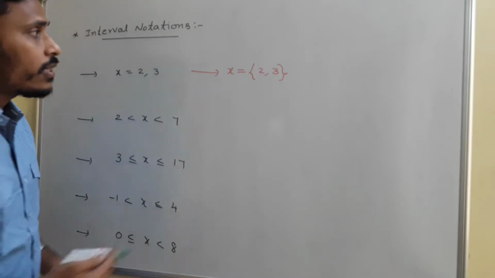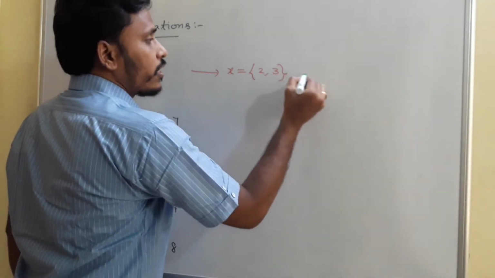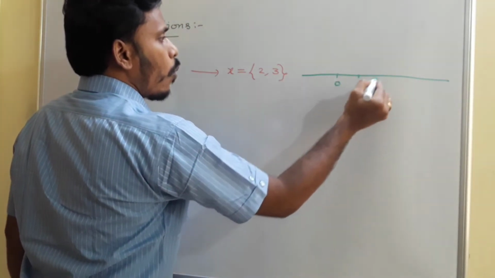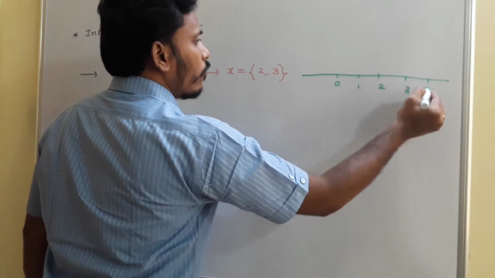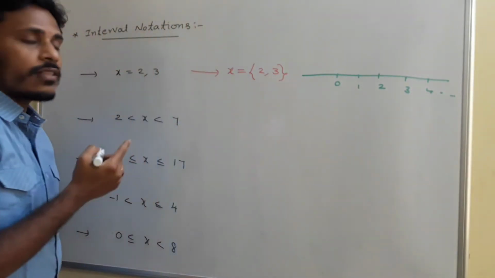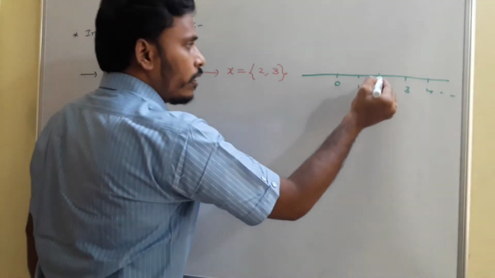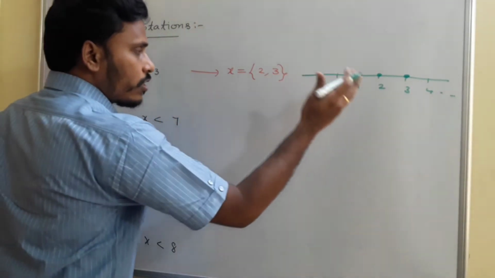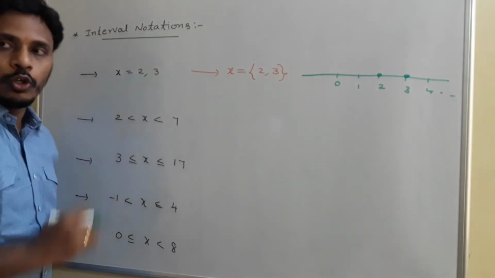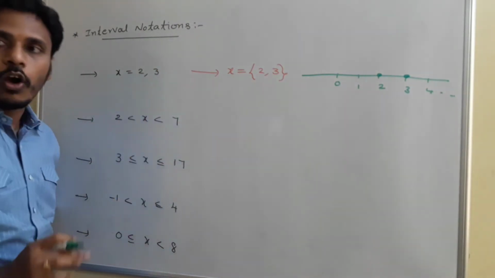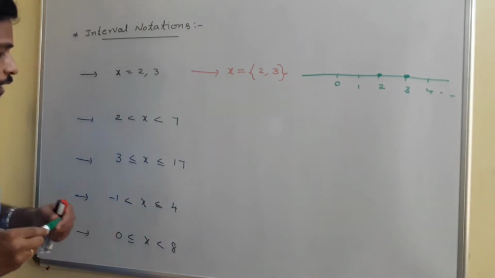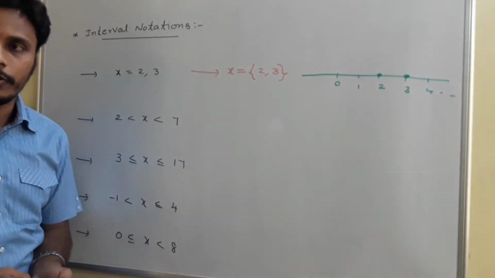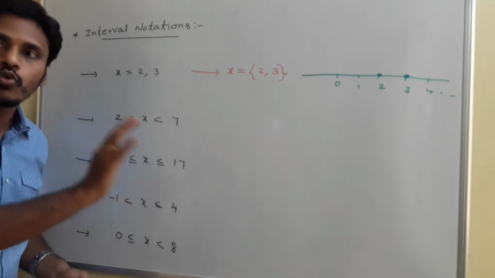And for this, the number line representation is this. Take a line. On this, somewhere you have 0, 1, 2, 3, 4, and we will continue like that. Since the possible values of x are 2 and 3, you need to represent one dot at 2 and one dot at 3. So this is the number line representation of the solution. This is the interval notation of the solution. For each and every case I need to give you the interval notation as well as the number line notation. Here the values of x are just 2 and 3.